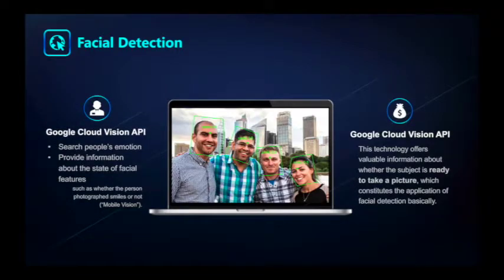Facial detection is the third application of Google Cloud Vision API, which can be regarded as a process of automatic face location in visual media like a digital camera or video recorder. Google Cloud Vision API provides information about the state of visual features, such as whether the person photographed smiles or not. In this case, the Google Cloud Vision API technology offers valuable information about whether the subject is ready to take a picture, which constitutes the application of facial detection in image shooting.